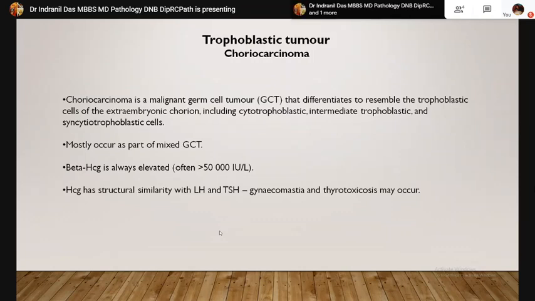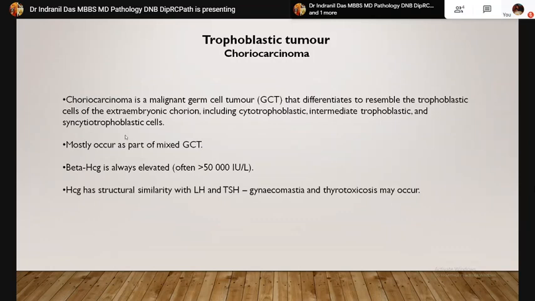That is first and the most common is choriocarcinoma. Differentiate to resemble the trophoblastic cells of extra embryonic chorion, including syncytial trophoblastic cells or intermediate trophoblastic cells. These two cells are mononuclear cells, and syncytial trophoblastic cells, these are multinucleated cells. Mostly they present as part of mixed germ cell tumor. Pure form of choriocarcinoma is a little bit rare in the testis.